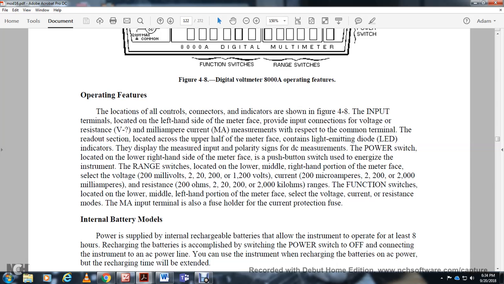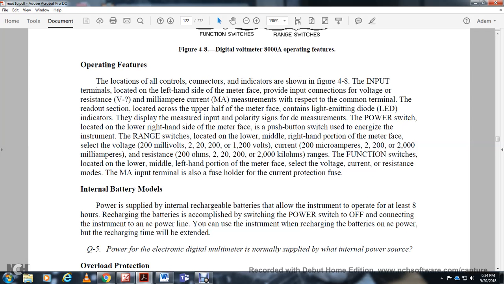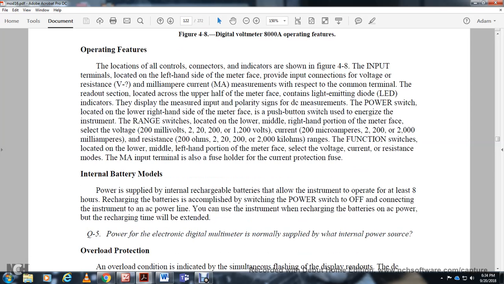The milliamp current input terminal is also fused for current protection. Internal battery power supply: the internal rechargeable batteries allow the instrument to operate for at least 8 hours. To recharge the batteries, switch the power switch to off and connect the instrument to the AC power line. You can operate the instrument while recharging the batteries on the AC power line, but the recharging time will be extended.